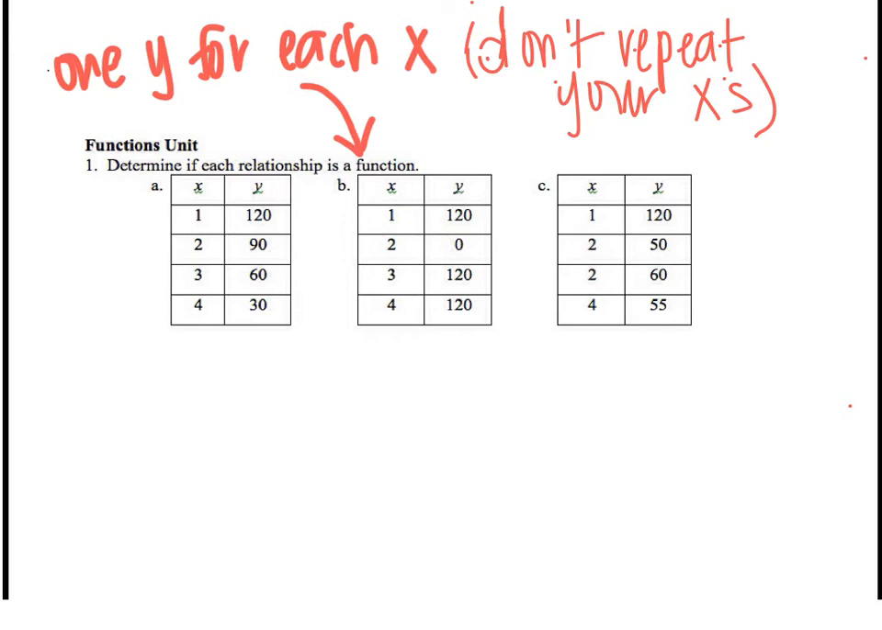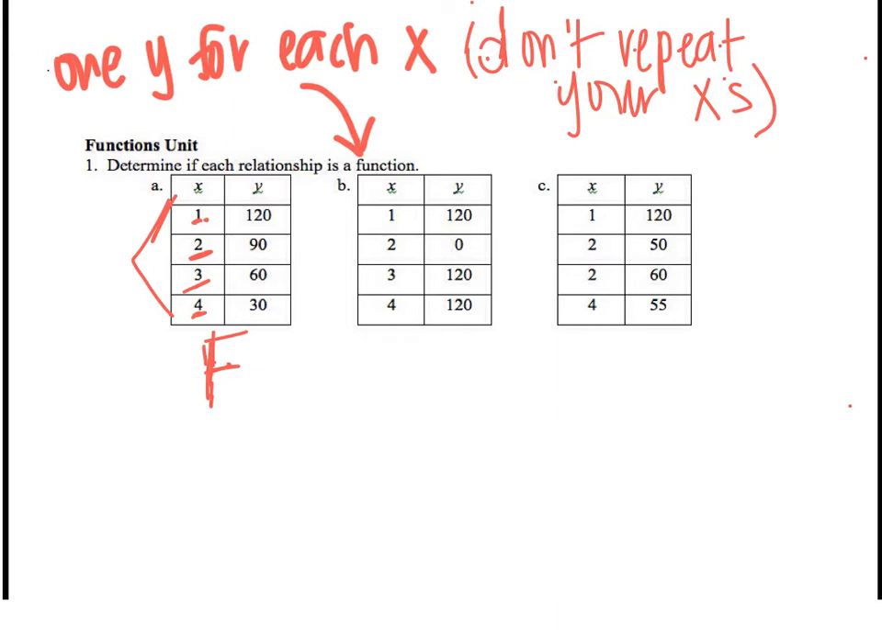So question 1 says determine if each relationship is a function. If we're talking about just general functions, the biggest thing to remember is that you only want one y for each x. Or some of you guys say, don't repeat your x's. So I'm going to look first at my x values to see if any of them repeat. Here I only have 1, 1, 1, 2, 1, 3, and 1, 4. I'm good. Each x has its own y. So this first one is a function.